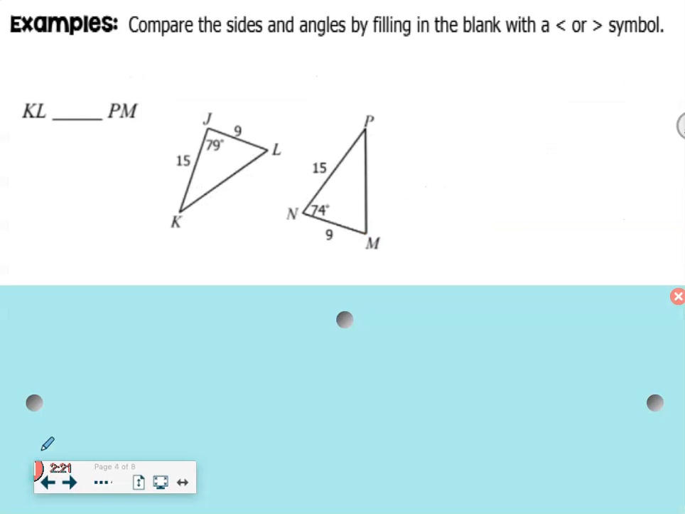Okay. So compare the sides given the angle measures. So do we agree our two angles are between congruent sides, 9 and 9, 15 and 15? So which side's bigger, KL or PN? Why? Because 79 is bigger than 74. Yeah, 79 is bigger than 74. Greater than. That's it.